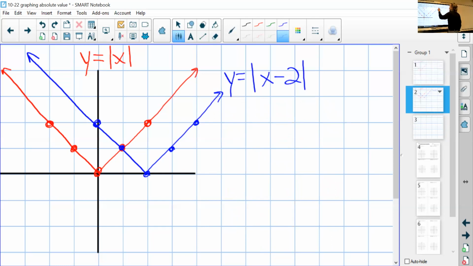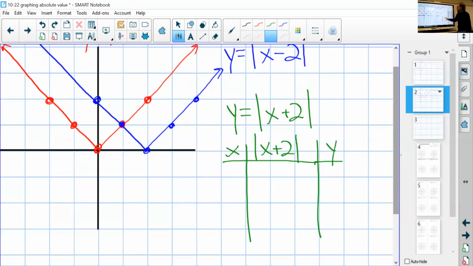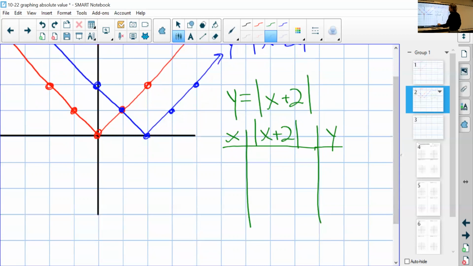What if we went the opposite way? What if I said y equals the absolute value of x plus 2? Hopefully, using your power of context clues, you'll be able to guess what's going to happen here. If not, we're going to make a table, same as before. So x, absolute value x plus 2, and then y. Again, in the middle, we want to pick a point that'll make this absolute value equal 0. So what plus 2 is 0? It's -2. So I want to put -2 in the middle of my table.